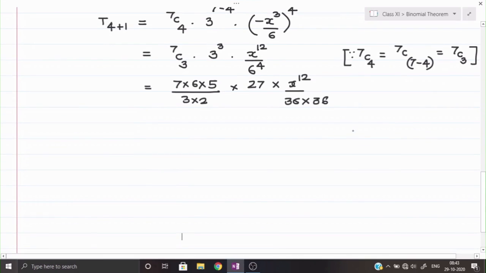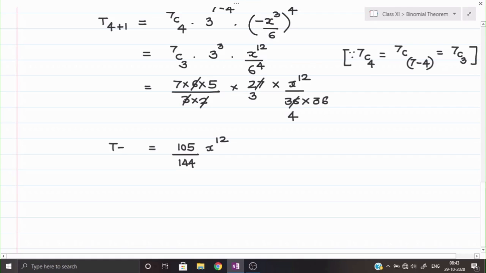Now further, here again we can have some cancellation. 3 and 2 with 6, and 6 can be cancelled. Then 9 3s are 27 and 9 4s are 36. Now I think it is not possible to cancel further. 7 into 5 is 35, into 3 that will be 105, upon 36 into 4 that will be 144, and into x to the power 12.